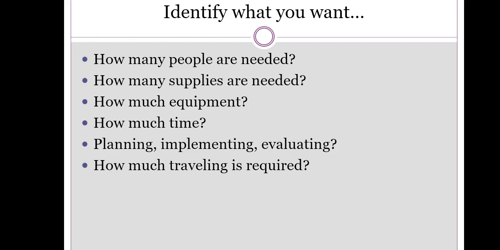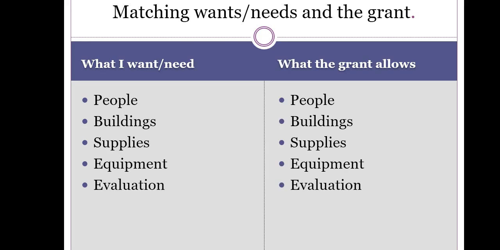How much time does it take to do something? How much money does it cost to plan, implement, and evaluate? And how much travel is required? These are all important questions to ask yourself when you're building a budget. So then the next thing that happens is you have what you want and what you need and what the grant allows. So some of you have talked about paying for health care, and you need to make sure your grant allows you to pay for health care.